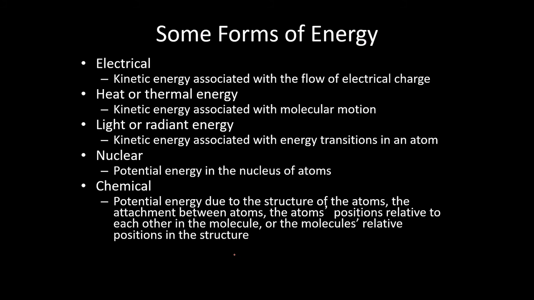So when electrons move from one area to another area, they give off light as a result of that, and we'll talk about that a good bit in Chapter 6. Nuclear energy is another very, very potent form of energy. This is potential energy that is due to the position of protons and neutrons in the nucleus of an atom. And then we have chemical energy, which is potential energy due to the structure of atoms, the attachment between the atoms' positions relative to each other, or the molecule's relative position in the structure.